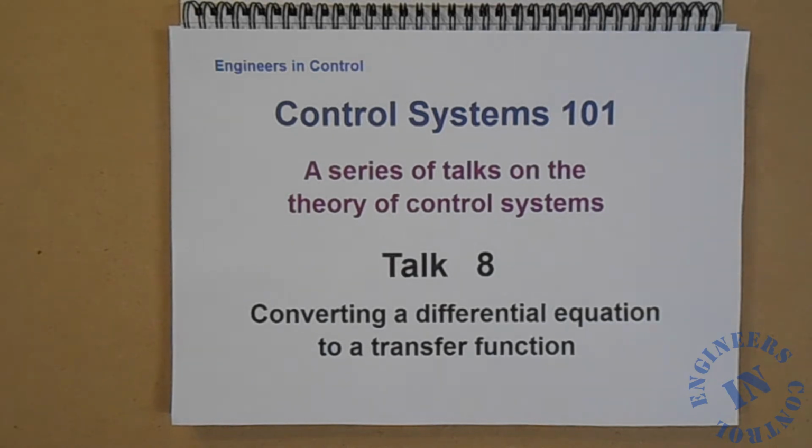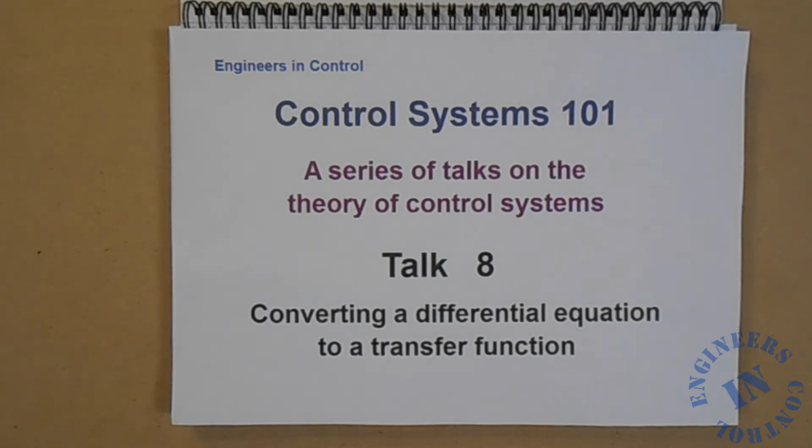This is the 8th talk in our series, Control Systems 101. In talk number 8, I am going to introduce the concept of a transfer function and show you how simple it is to convert a differential equation into an algebraic function in S. As we saw in talks 4, 5 and 6, we created differential equations for dynamic processes. Then in talk number 7, we met complex variables and the variable S, which is complex frequency.